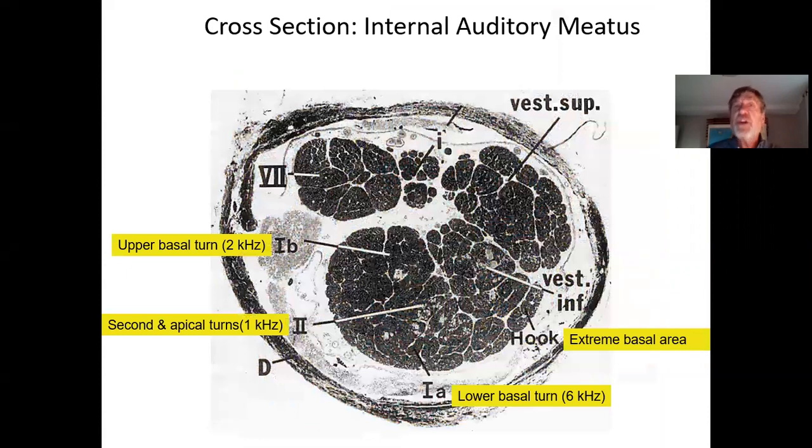Here's a cross section of the internal auditory meatus. There's the tunnel of bone. There's the 7th facial nerve, vestibular portion of the 8th nerve, auditory portion of the 8th nerve, and you can see that the lower frequencies are deeper inside and the higher frequencies are more toward the outside. 6,000 hertz would be here, 1,000 hertz is deeper inside.